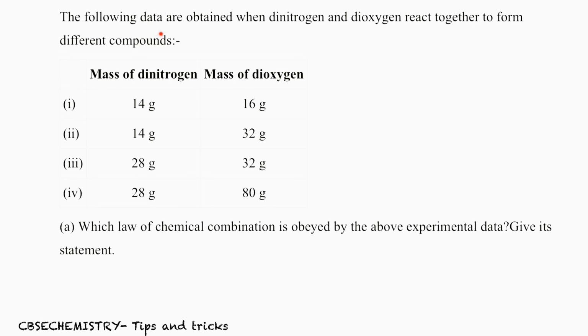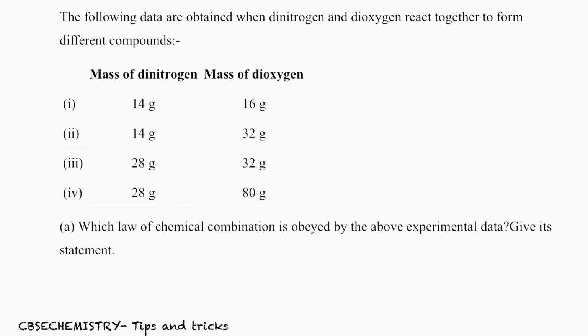The following data are obtained when dinitrogen and dioxygen react together to form different compounds. So we have four compounds which only contain nitrogen and oxygen. First compound contains 14 gram of nitrogen and 16 gram of oxygen. Second compound contains 14 gram of nitrogen and 32 gram of oxygen. Then 28 and 32, 28 and 80.